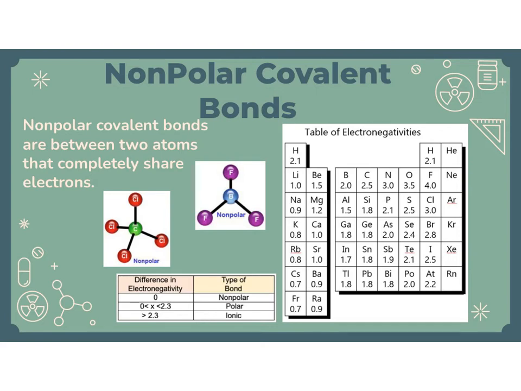Looking at this chart right here, this is a table of electronegativities, at least for the alkali metals, alkaline earth metals, and the non-metals, as well as noble gases. The electronegativity of all the transition metals are pretty close to the same thing, and they usually always make ionic bonds anyway, so this only applies to covalent bonds.